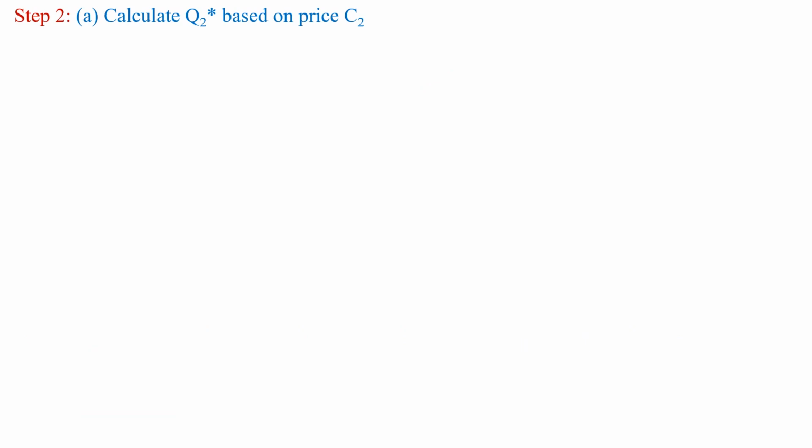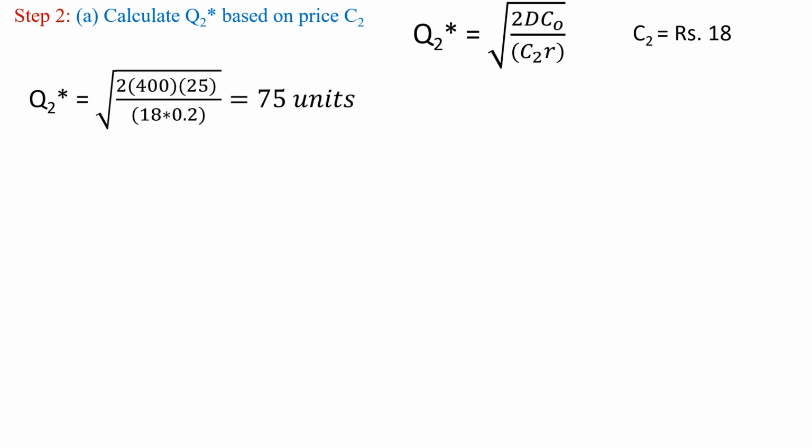In the second step, first I have to calculate Q2 star based on the price C2. We know the Q2 star formula with respect to the price C2: Q2 star will become the root of 2D C0 by C2 into R. Here C2 is 18 rupees, and we also know the D, C0 and R values. I have to substitute all the values in the Q star equation. That is 2 into D value 400, C0 value 25, and C2 is 18 rupees and R is 0.2. Then we will get Q2 star equal to 75 units.